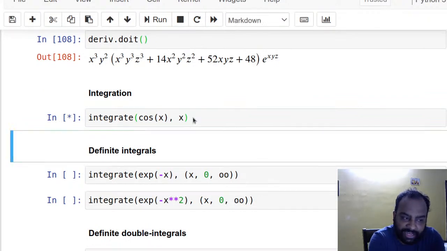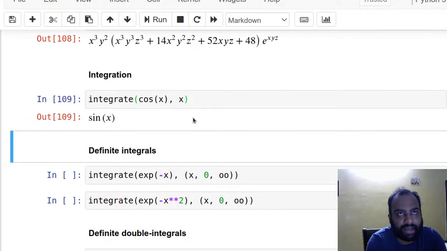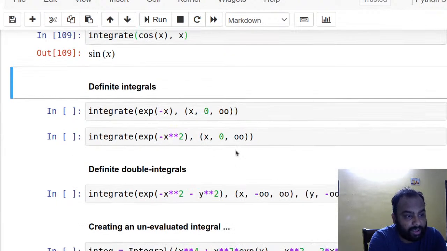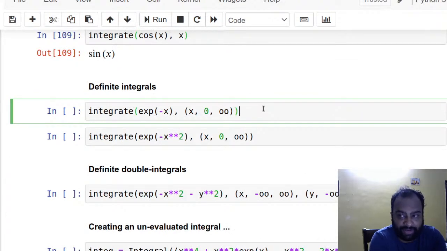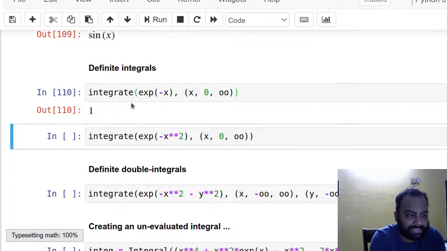So if I integrate with respect to x, so for example, I am integrating cosine x with respect to x, the answer would be sine x, of course. It is not asking me for the limits, right? But I can pass in the limits. So if I pass in the limits, it becomes a definite integral. Not always. Strictly speaking, this is not a definite integral. This is an improper integral.